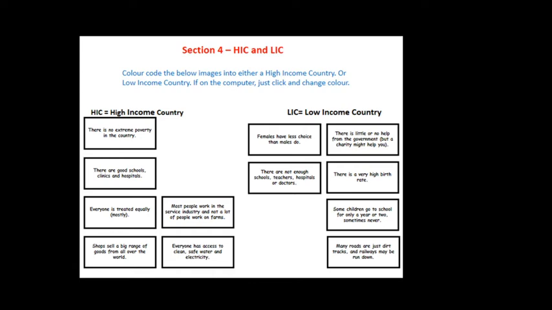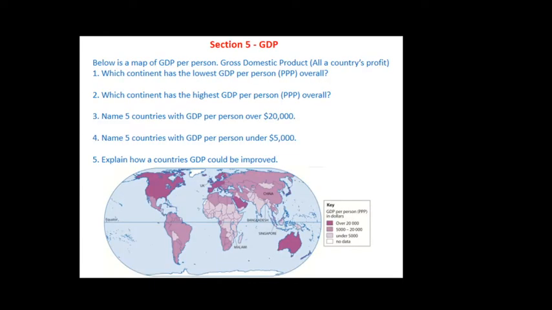Whereas in a low-income country, it's the opposite. They don't have the money to afford the schools. People aren't as well educated. Therefore, they don't earn as much money. They either don't have access to contraception or they don't know about contraception. And therefore, they have a higher birth rate and so on. So if you want to pause at this point, feel free.